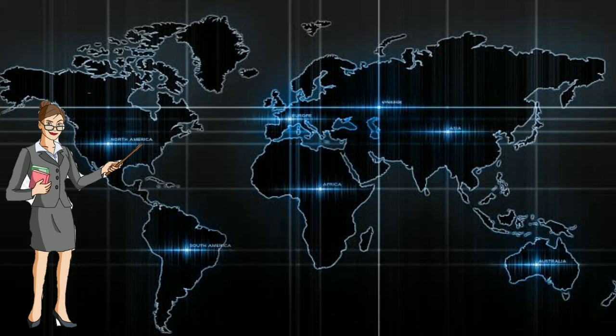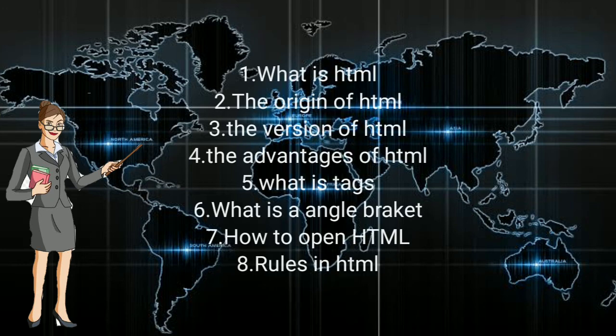So students, today we learned an introduction to HTML. In that, you learned what is HTML, the origin of HTML, means the beginning of HTML, the versions of HTML, the advantages of HTML, what are tags, what are angle brackets, how to open the HTML coding page or source, and last, rules in HTML.